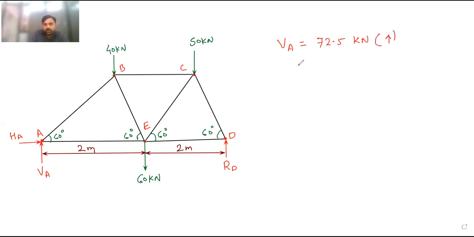Then what is the value of HA? HA is equal to 0 kilonewton. Then RD. What is the value of RD? RD is equal to 77.5 kilonewton. It is upward. Okay.